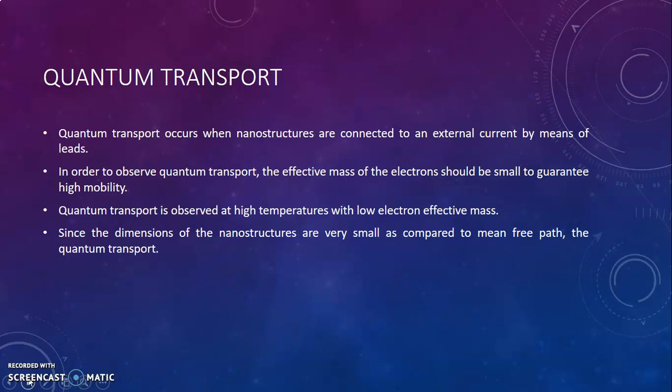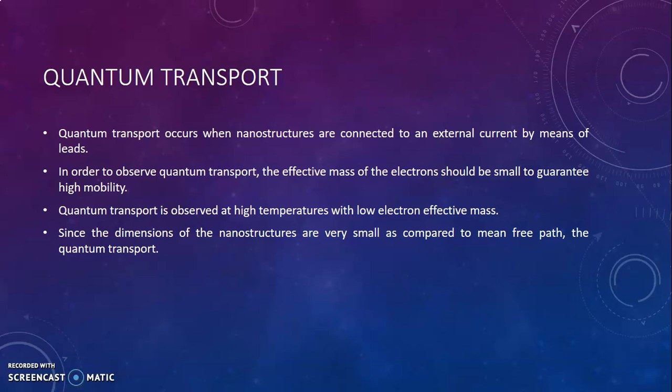The first topic for discussion is quantum transport. Quantum transport occurs when the nanostructures are connected to an external current by means of leads. In order to observe quantum transport, the effective mass of the electrons should be small to guarantee high mobility. As we know, if the size is less, definitely the mobility will increase.